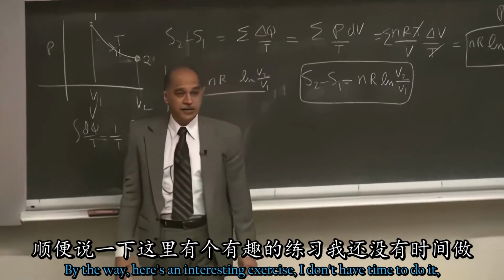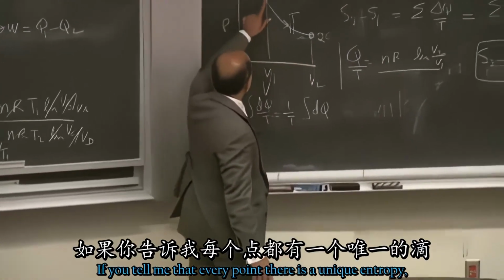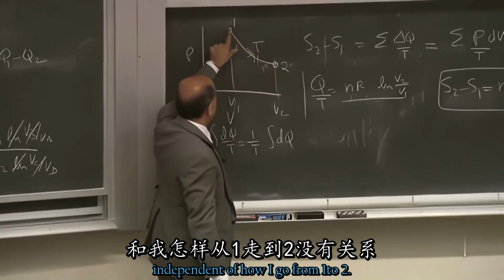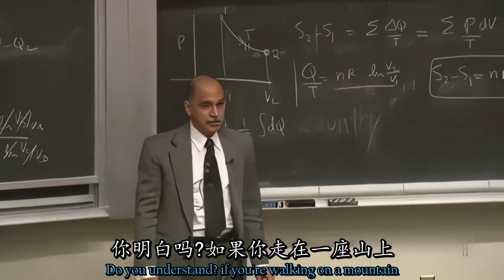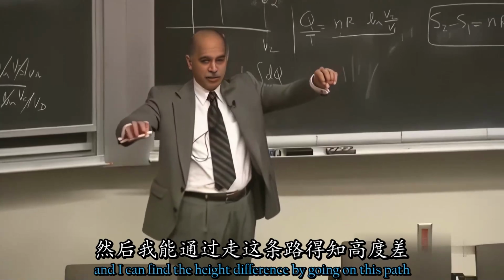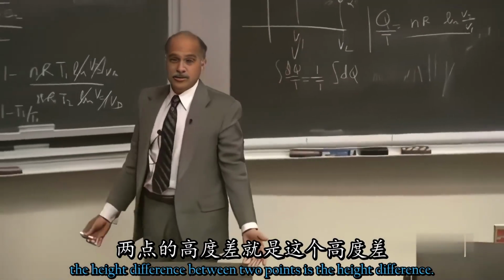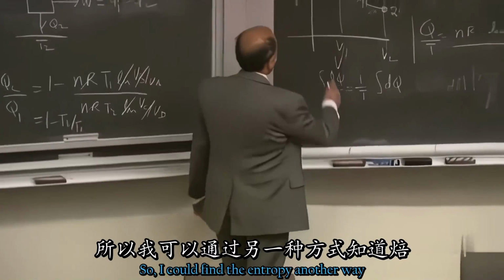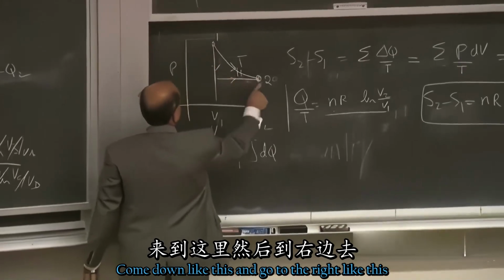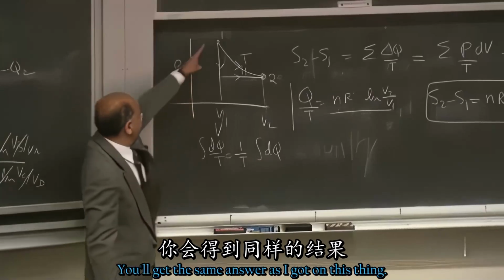By the way, here's an interesting exercise. I don't have time to do it, but you can ask the following question. If you tell me that at every point there's a unique entropy, then the entropy difference between 2 and 1 should be independent of how I go from 1 to 2. You understand? If you're walking on a mountain, you take 2 points, they have a height difference. And I can find the height difference by going on this path, keeping track of the change in height, or any other path. In the end, the height difference between 2 points is the height difference. So I could find the entropy another way. Let me show you another way that's easy for you guys to work out. Come down like this and go to the right like this and find the entropy change. You will get the same answer as I got on this side.